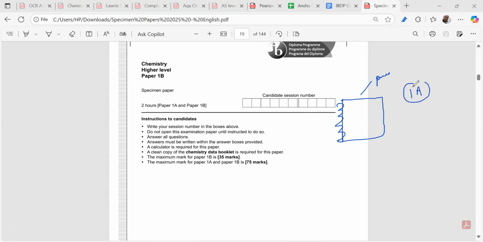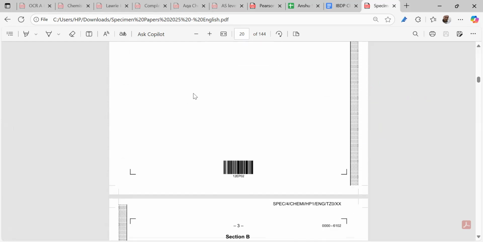And yes, always practice the IA. My suggestion: after doing a practical in school, always write down the introduction part and background information, then write down the data collected. These things will be helping you in your paper number 1B for you to excel. So this is the paper number 1B you're having.